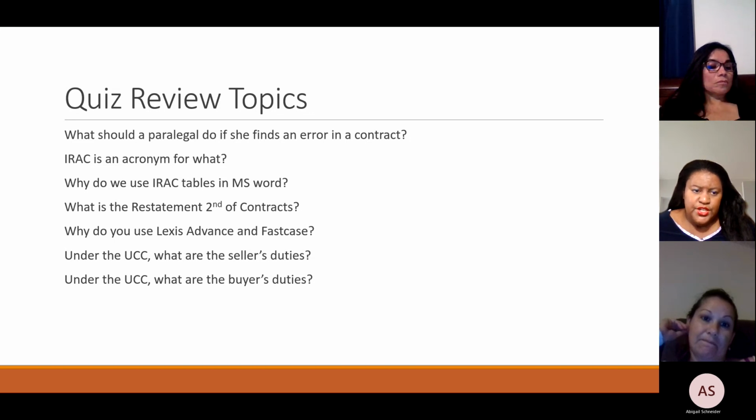Under the UCC, what are the seller's duties? Well, the seller has to tender delivery of the goods, and the goods have to be conforming. So the seller's duty is to tender delivery of conforming goods. The buyer's duty is to accept the shipment and pay.